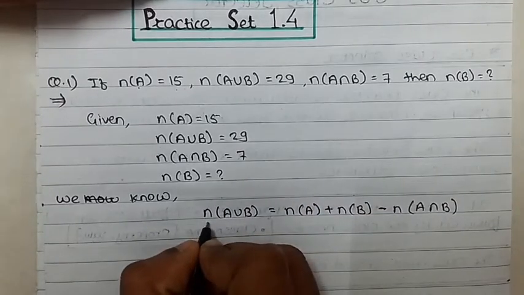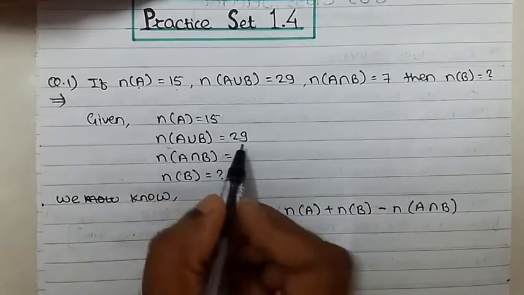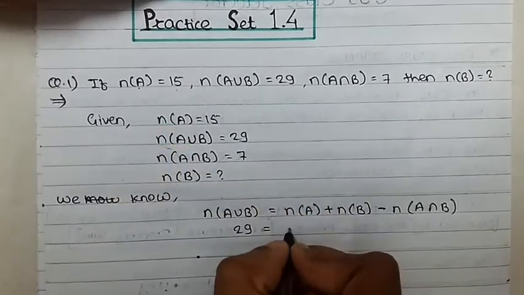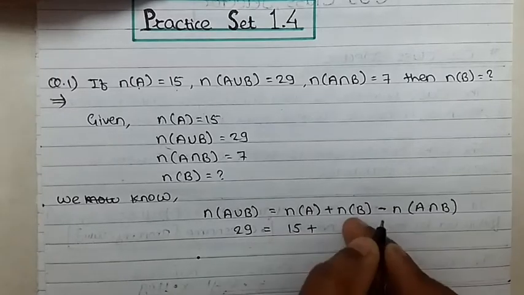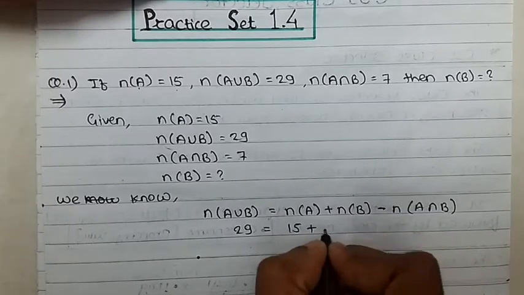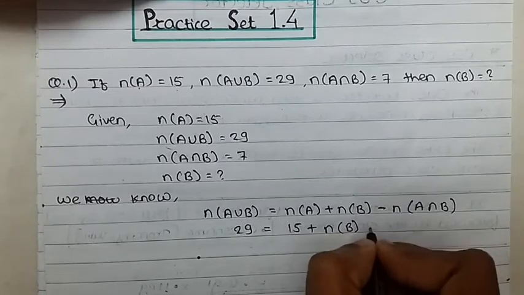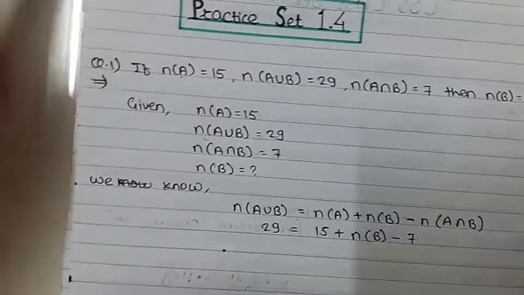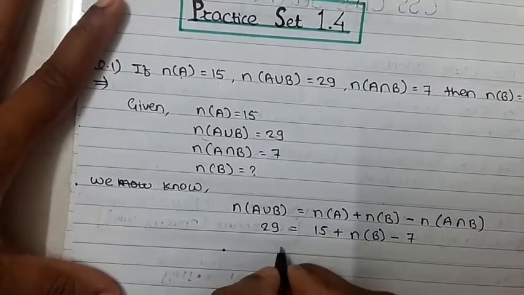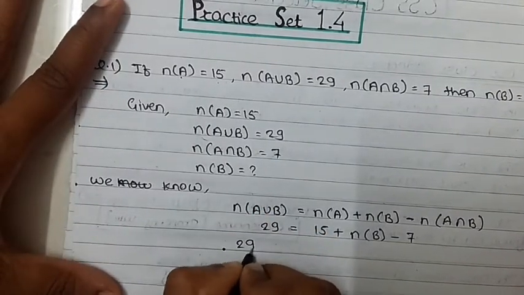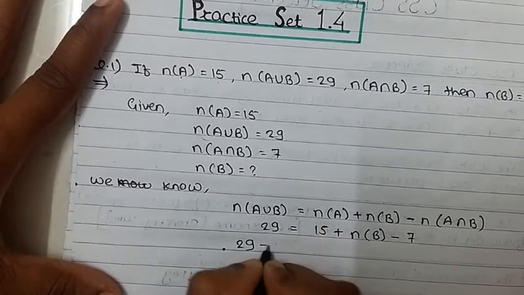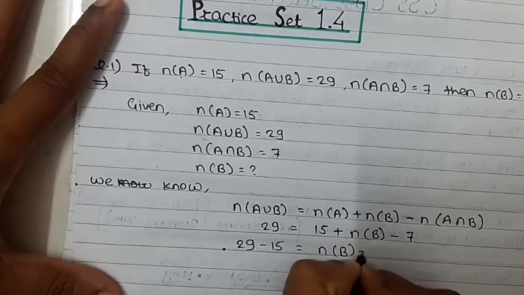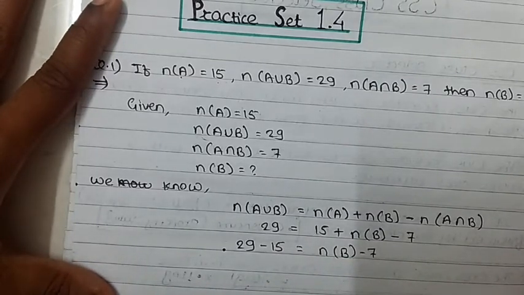So from this formula you can calculate the value very easily. What is the value of n of A union B? 29 is equal to, what is the value of n of A? That is 15. What is the value of n of B? Not given, we have to calculate this value. Minus n of A intersection B, that is 7. So how to calculate this? 29, when this 15 changes side, it goes to minus 15, is equal to n of B minus 7.